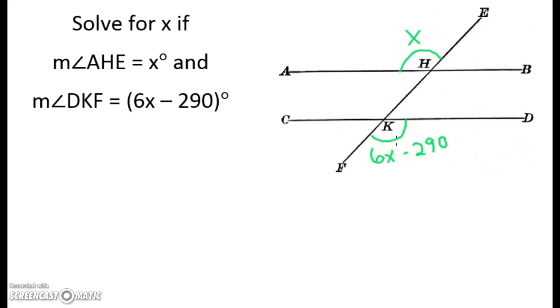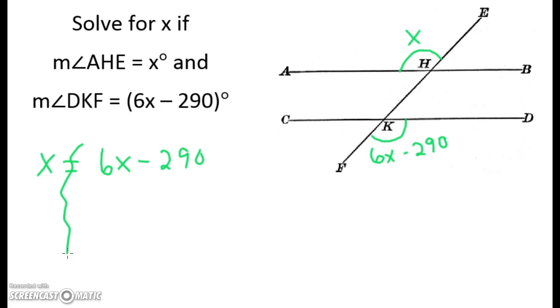Well, if you're really good with your angles vocabulary, you might recognize that these are alternate exterior angles. One's on the left, one's on the right, and they're outside of the parallel lines. If you're not really good with the vocabulary, you probably looked at this angle and said, this is an obtuse angle, or a wide angle. Let me look at this angle. This is an obtuse angle, or a wide angle. So if they're both obtuse, they're going to be equal to each other. So our equation should say that x is equal to 6x minus 290. And that's what we need to solve to get x.